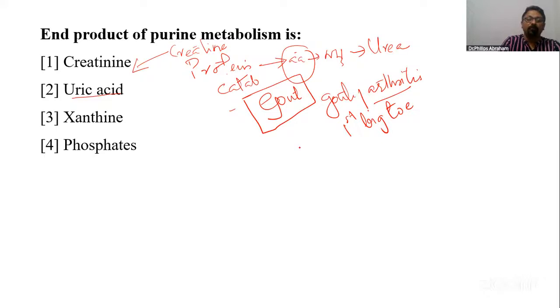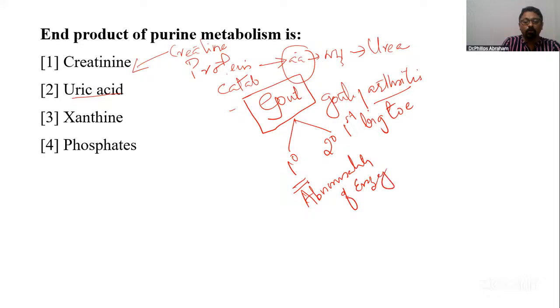We should know that in gouty arthritis we have primary gout and secondary gout. Primary is some abnormality of enzymes, a deficiency or defect in an enzyme. But secondary means it is because of some other disease, can be cancer or renal diseases, where tissue breakdown is increased. Then we have gout. So just know the word gout and primary and secondary gout.